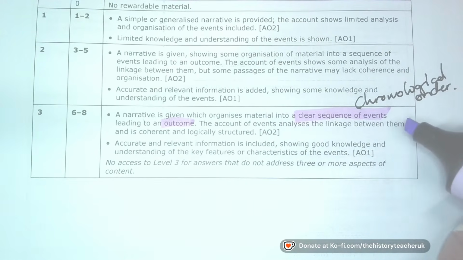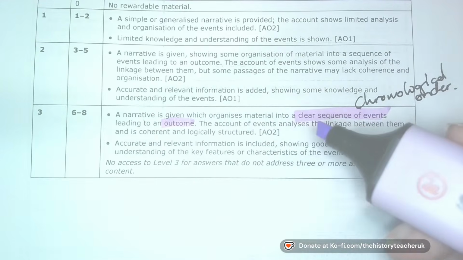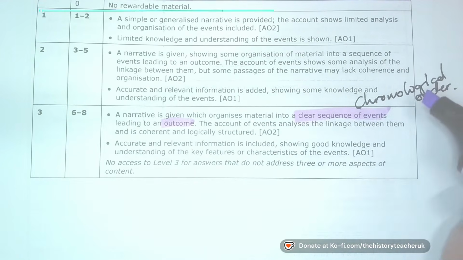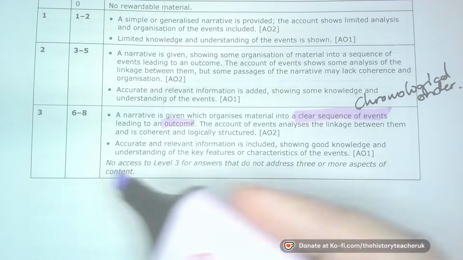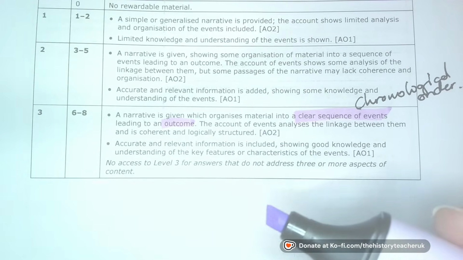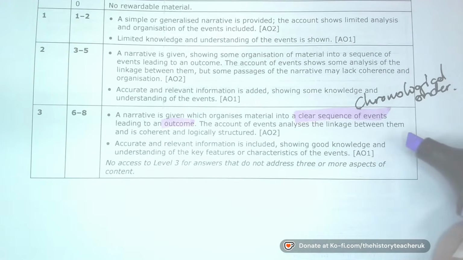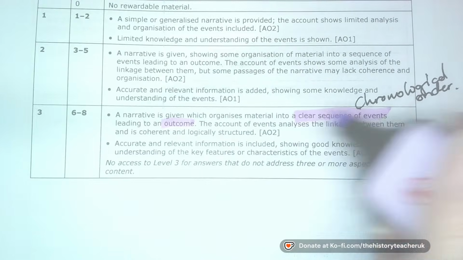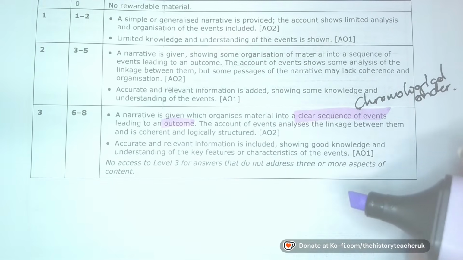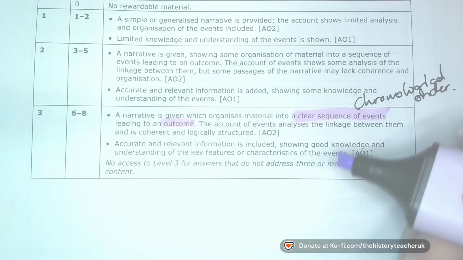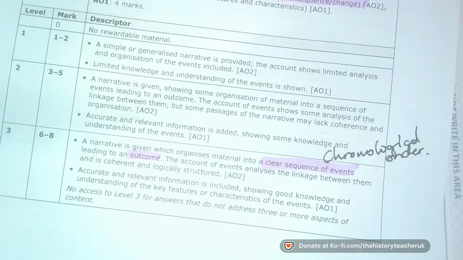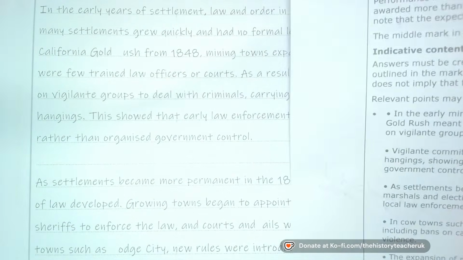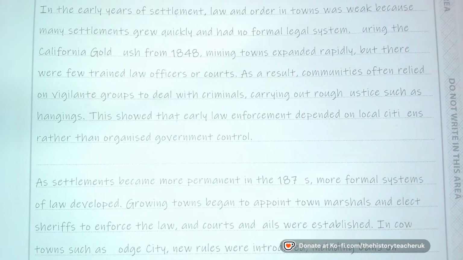The account of events analyses the linkage between them. In other words, we say how one thing led to another. We don't just say, and then this thing happened, and then this thing happened. We say, and then because of that, this other thing happened. The account is coherent and logically structured, so we're not just jumping about, we're making sense. And then accurate and relevant information is included. Easy peasy.